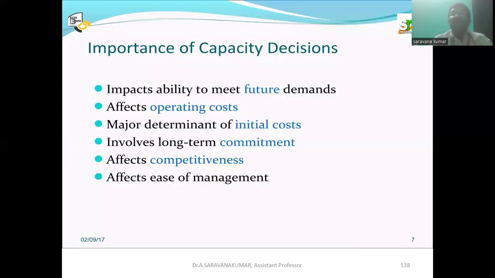So what is the importance of capacity decisions? It impacts the ability to meet future demands, affects operating cost, is a major determinant of initial cost, involves long-term commitment, affects competitiveness, and affects ease of management. So these are the importance of capacity decisions. Depending upon the future demand, you are going to know your capacity and take a decision on capacity.